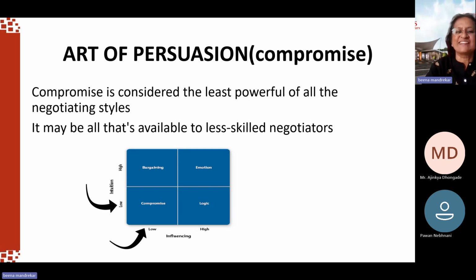Now, compromise. Compromise is low intuition, low influencing, least powerful style. Compromise is low influencing, low intuition.